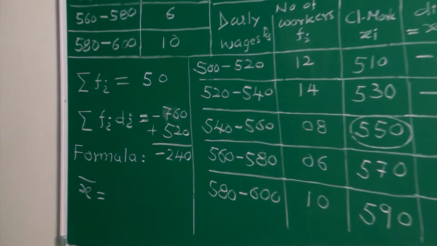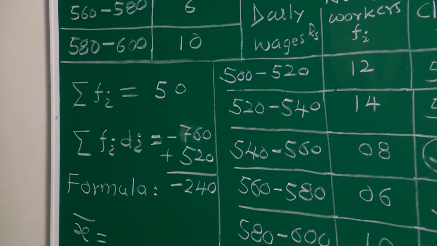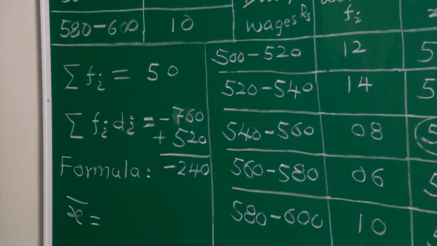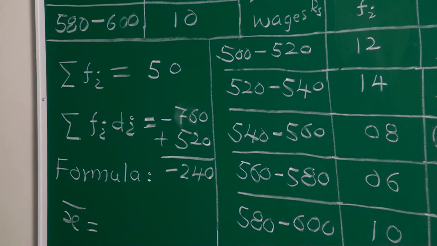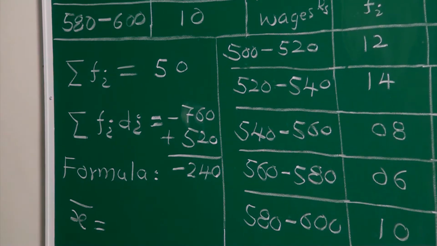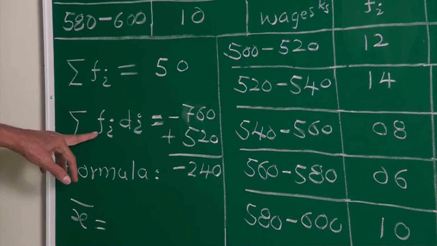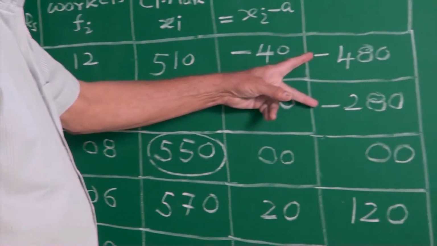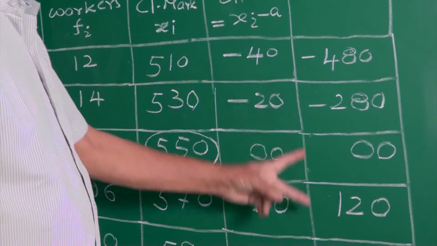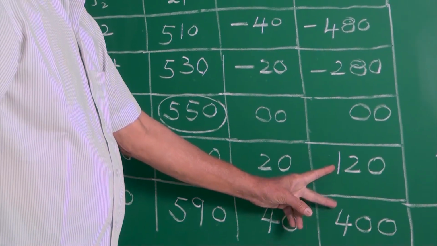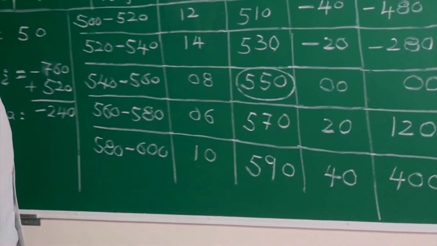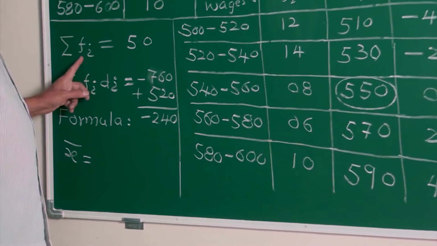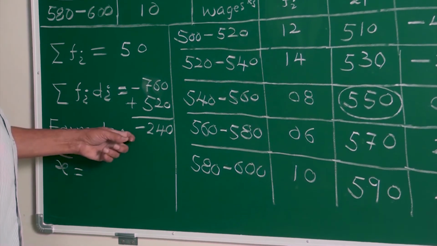These two values. One is sigma Fi. Sigma Fi is 50. Sigma Fi Di. You have to add this last column. This is 760 minus 520, which gives minus 240. This is sigma Fi Di.